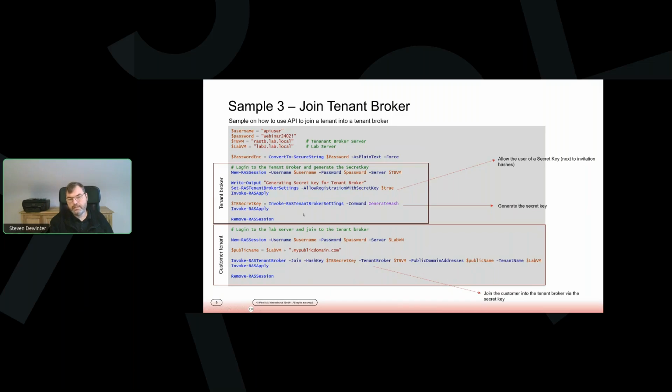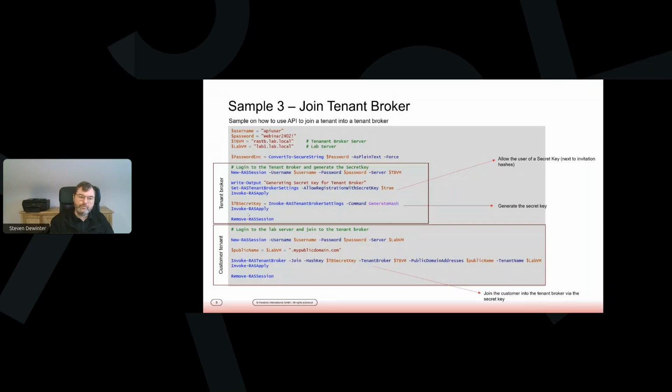That's via the Invoke-RASTenantBrokerSettings, and then there's something where you can use the command generate hash. And that will generate that secret key. So the secret key will be stored in this variable, and of course we have to apply again with Invoke-RASApply to make it active.